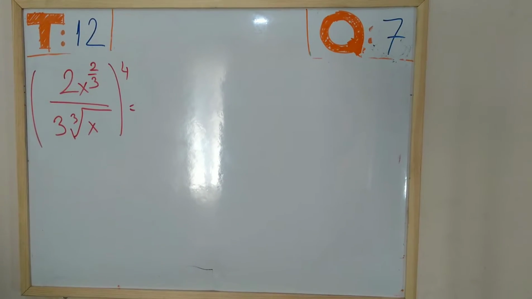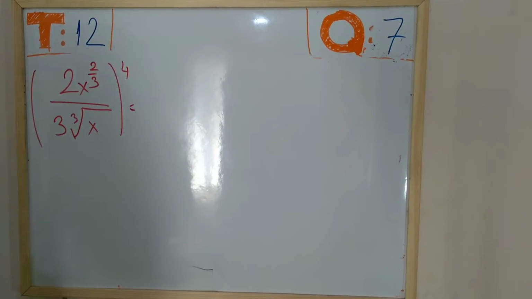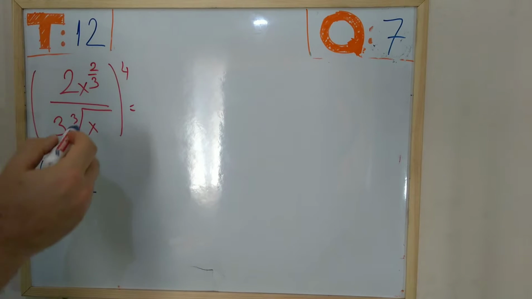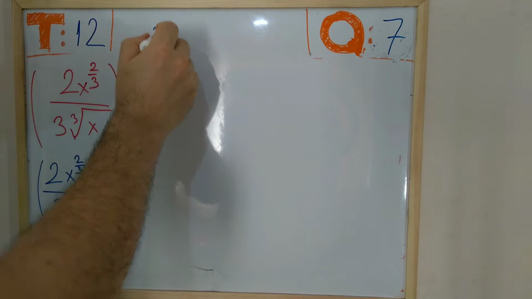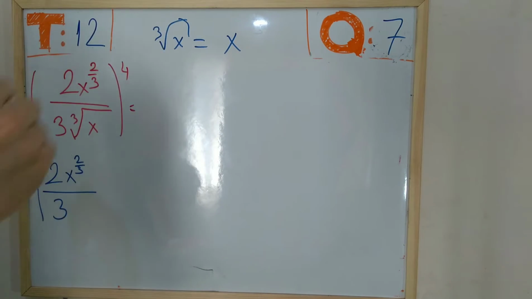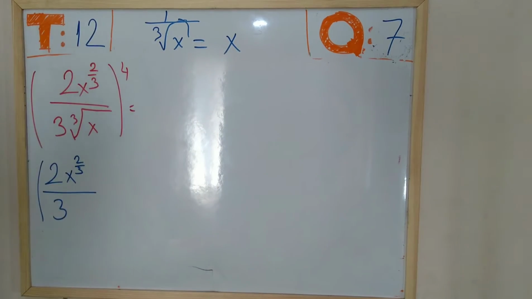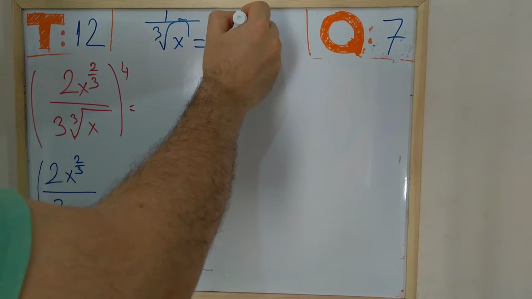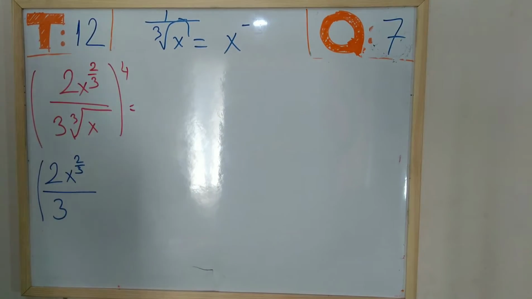Here's my new question. Let's do it. This is going to be equal to 2x^(2/3) divided by 3. What I need to do is to find the actual value of the cubic root of x. This is going to be equal to 1 over x to the power, since x is in the denominator, the power will be negative. This is one thing sure.